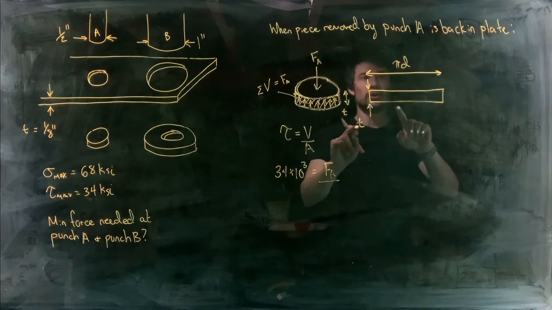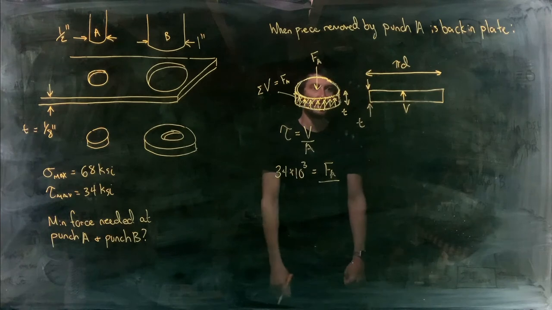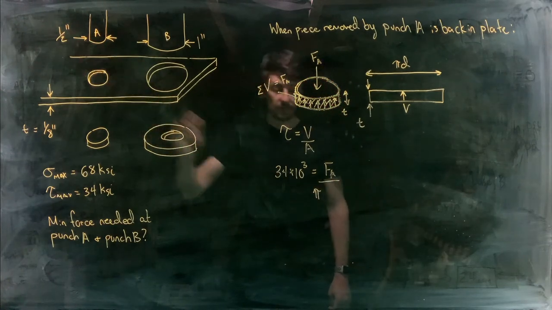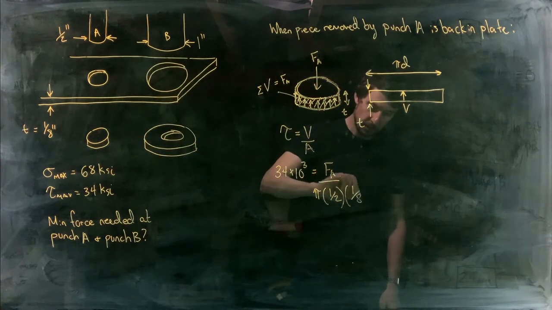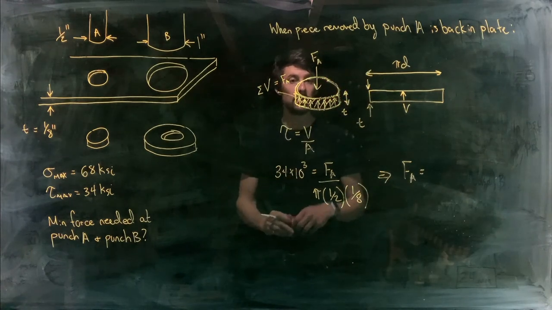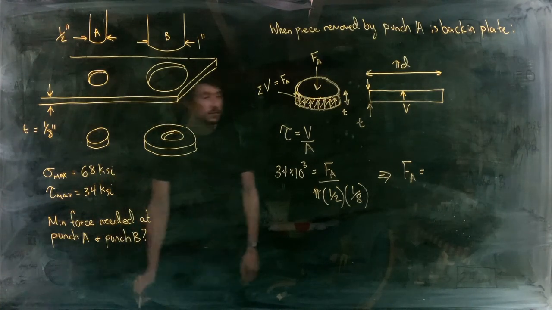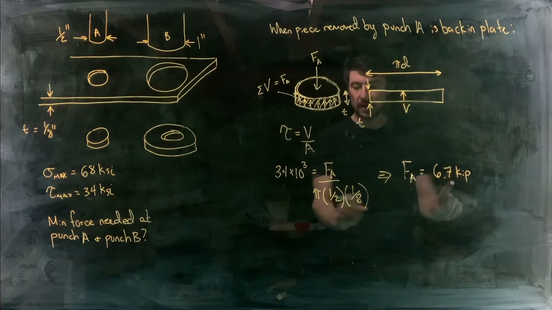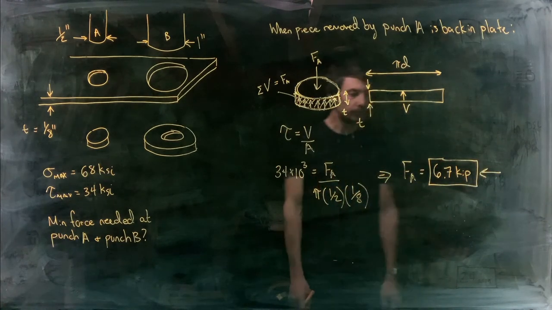Okay, so our cross-sectional area here is pi d t, and that's the area that our shear force is acting over. So FA divided by pi, diameter is a half inch, and our thickness is 1/8 of an inch, and that tells us what the required force FA needs to be to punch that plug of material out. So it comes out to be 6,700 pounds, and then I'm dividing by 1,000 to convert it into kilopounds, kips.